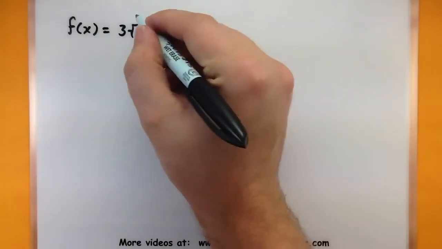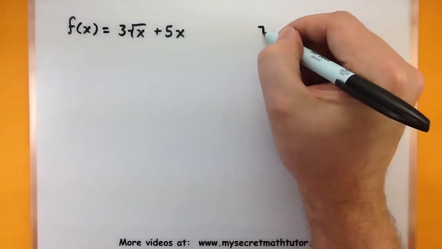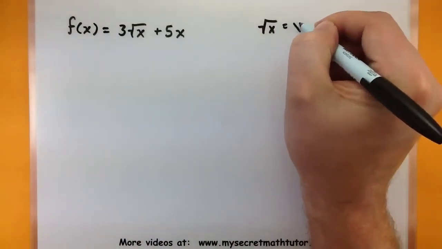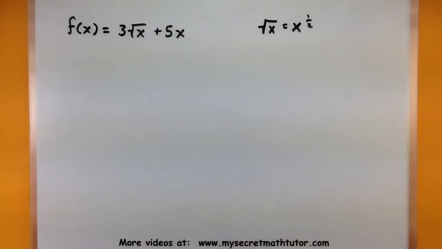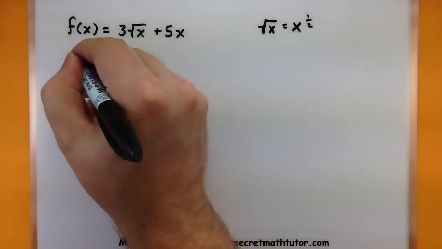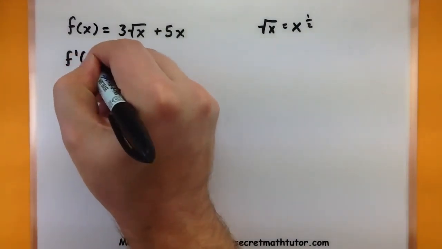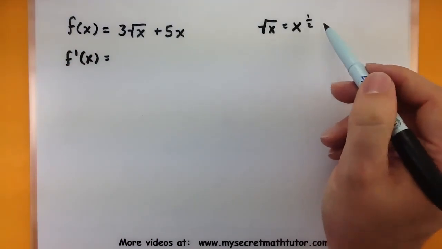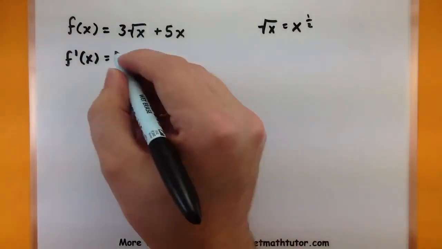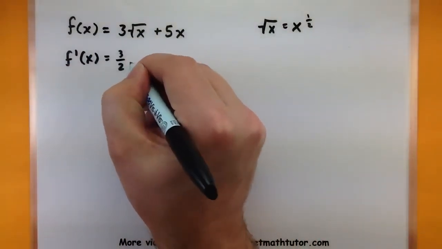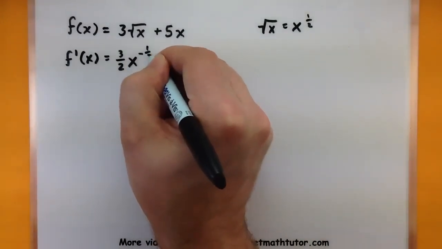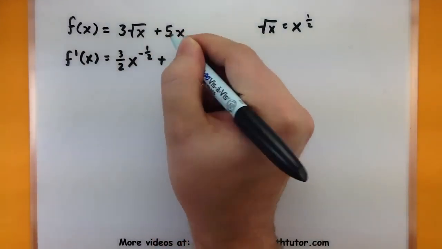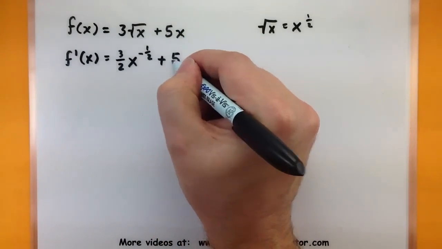This one is 3 times the square root of x plus 5x. And if you want, you can imagine the square root as x to the 1/2. It usually makes doing the derivative a little bit easier. So doing my first derivative, I was thinking of bringing down this power, so the 1/2 would multiply by the 3. Now to get 3/2 x to the negative 1/2 plus the derivative of 5x would be 5.